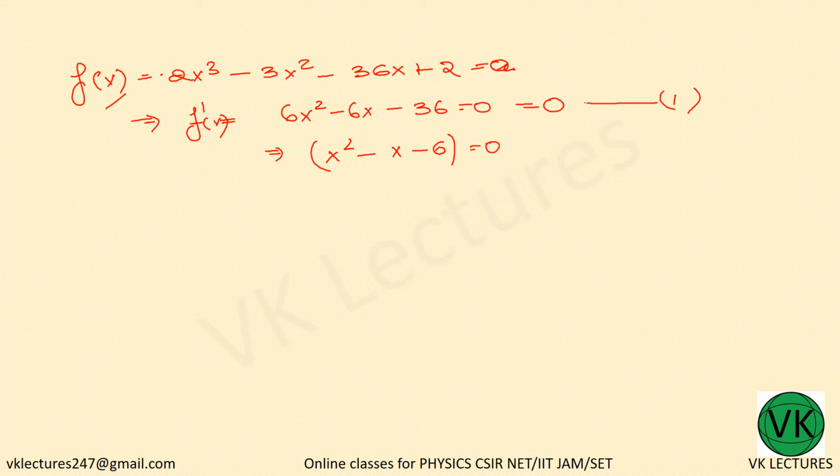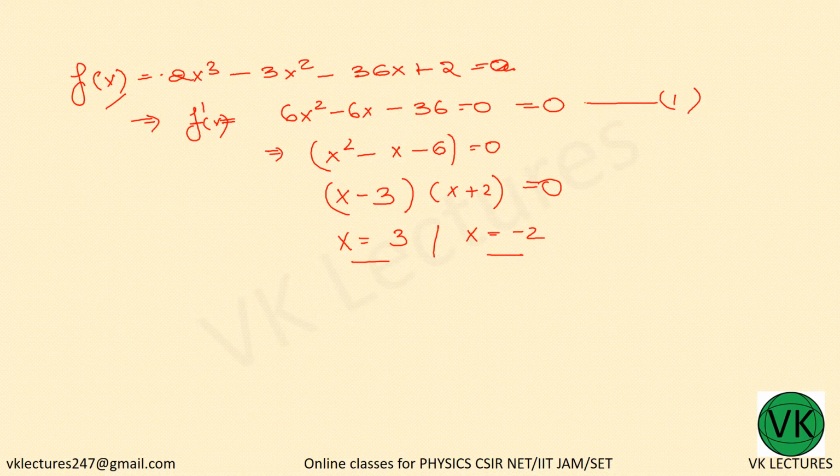Now this is nothing but, what can this be? Minus and minus, so minus 3 and 2. So x minus 3, x plus 2 equal to 0. Which means x equal to 3 and x equal to minus 2. Now these are the two equilibrium points. Unstable or stable equilibrium point, we don't know.